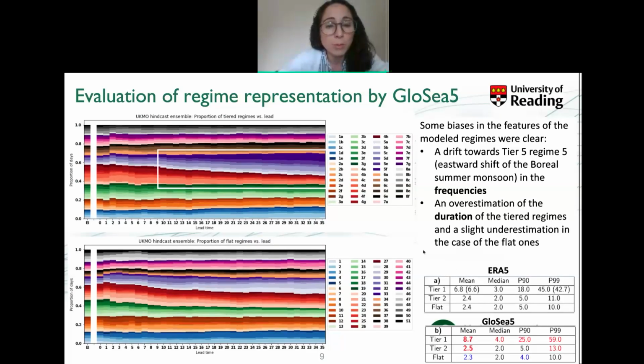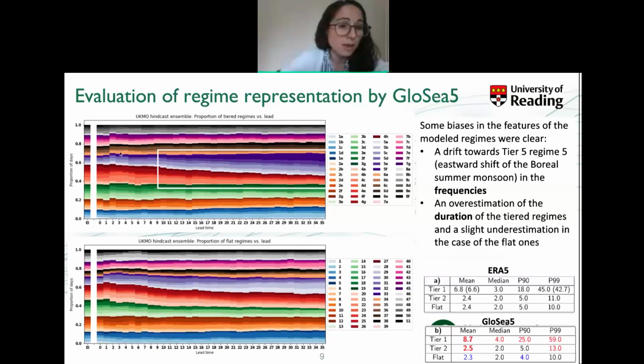And here we started by studying the representation of the regimes, and in particular to just look at the frequencies and durations of the regimes in the model and compare them with ERA5. So, for instance, if we focus on these line color plots, we have here on top the tier regimes and the flats on the bottom. We can just focus on the tier ones. And in the first column, we have their overall frequencies if we consider the ERA set. And then this is what we obtain from the hindcasts as a function of lead time.